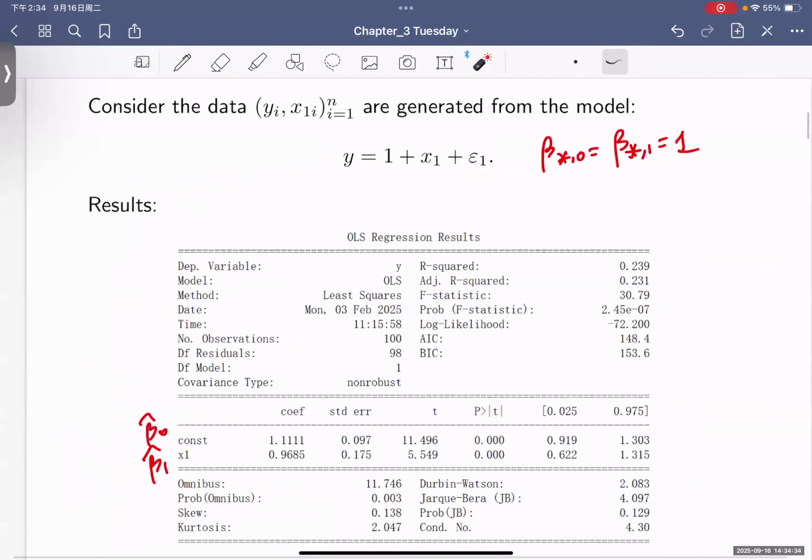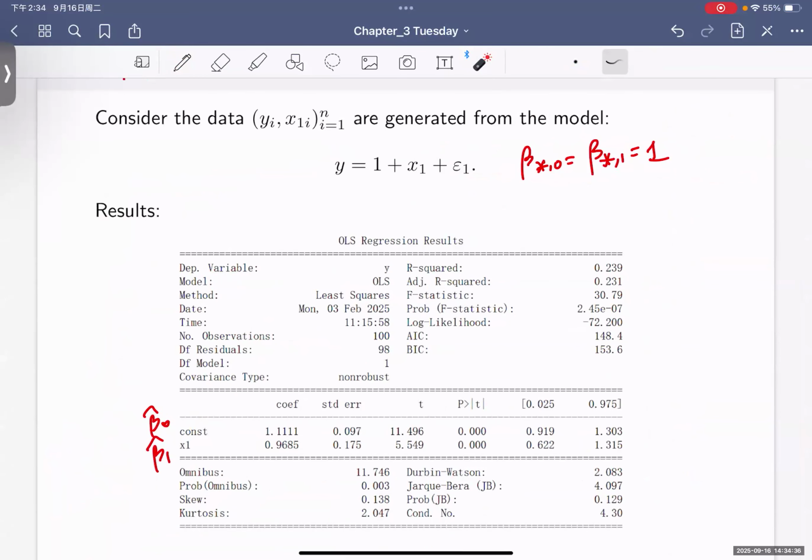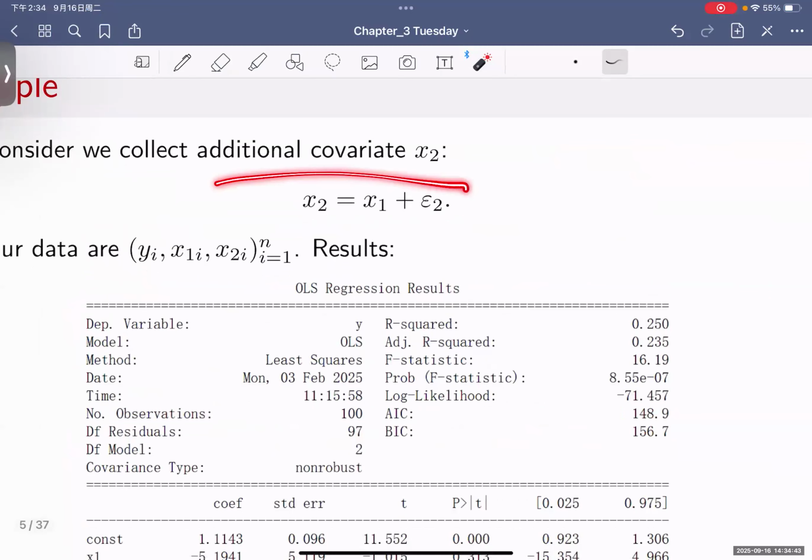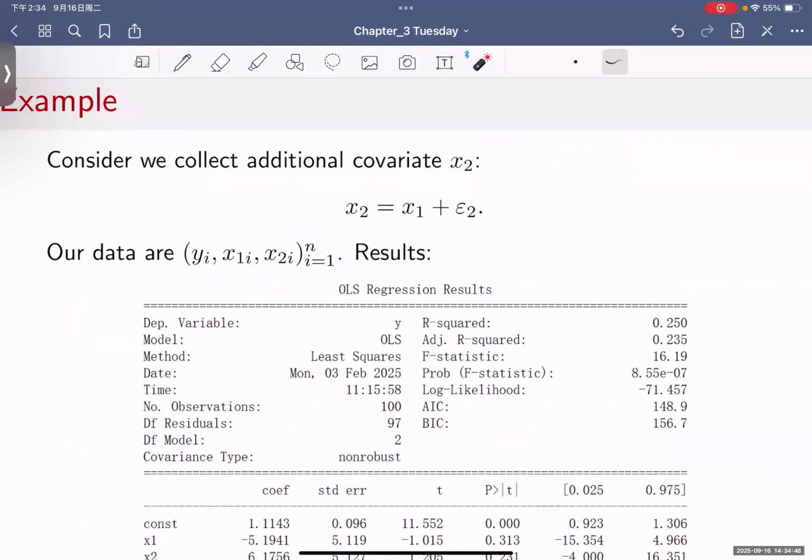But now I want to make a little change to our data. I add additional data, X2, where X2 is X1 plus epsilon 2. So some noise is added to X1, which becomes our X2. At this moment, my model Y is still generated from 1 plus X1 plus epsilon 1.